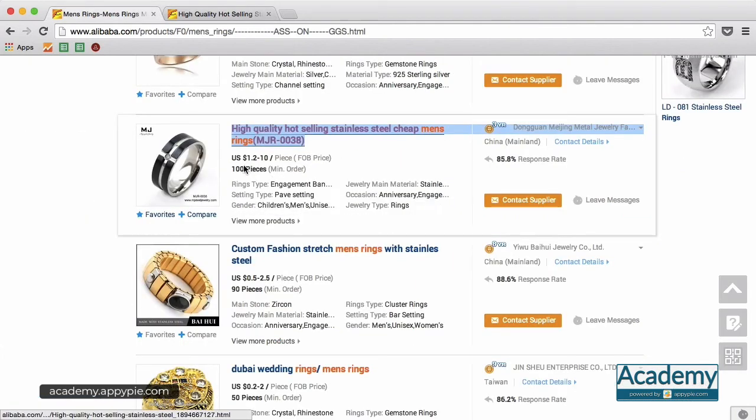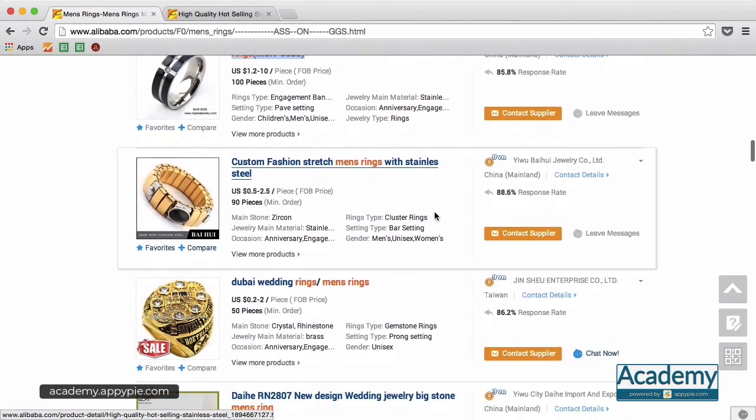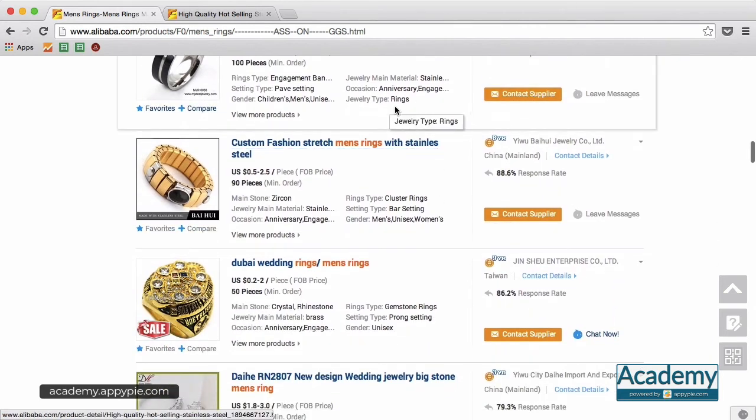And don't be scared away by that 100 pieces minimum order, because like I said, it's actually in most cases a lot lower than 100. And the only way to find that information is to contact the supplier directly. But keep in mind, it's completely free to request more information, so you can send as many of those messages out as you'd like.